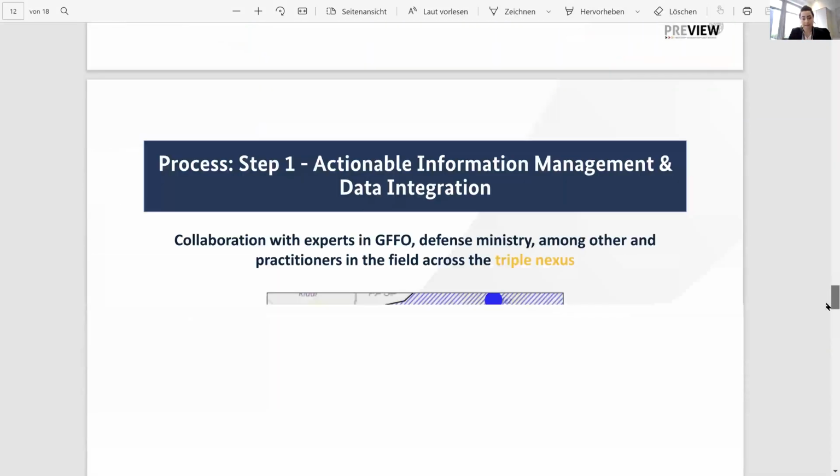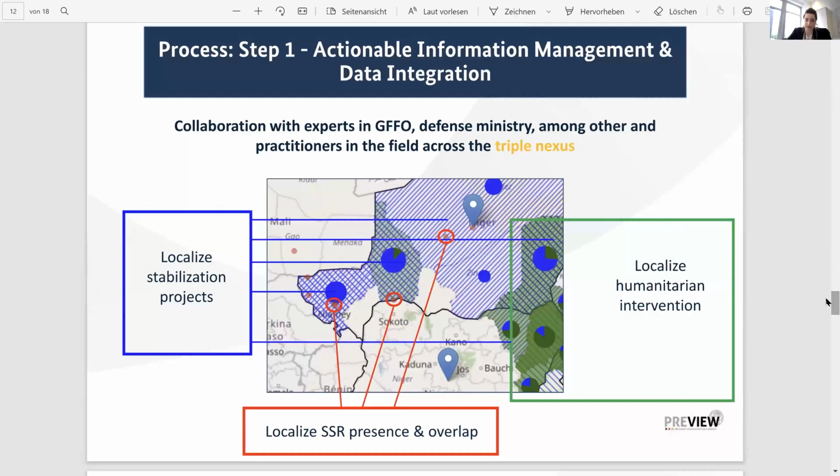And then finally, we also added our SSR presence. These are more punctual, dotted projects, and that's also how we displayed them. Of course, these troops or projects might go into other areas, but primarily they are focused on specific locations, on specific airports, etc. So this is how we visualized it in order to do justice to the approach that we saw here.